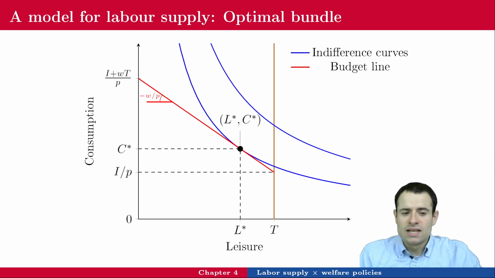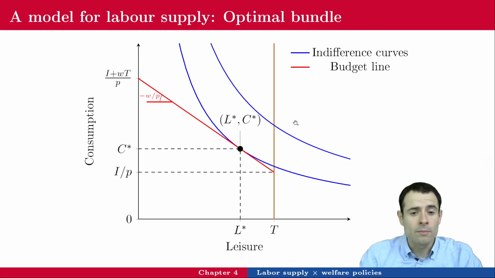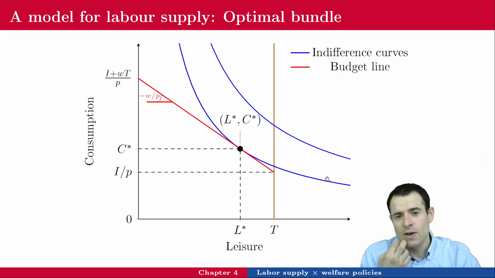I can represent leisure and consumption on a diagram, and this way I can represent indifference curves. Remember, an indifference curve represents all the combinations of the two goods, consumption and leisure, that yield the exact same utility to the agent. So this point here, this point here, and so on, yield the exact same utility.